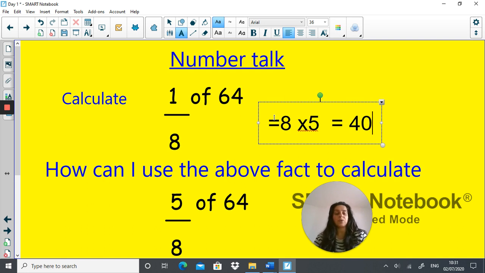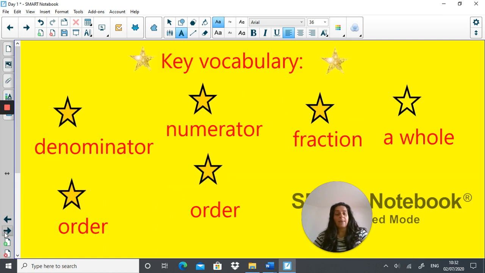If you found that quite tricky, don't worry, because we're doing some more work on this later on in the week. Let's get started. So key vocabulary is denominator, numerator, fraction, a whole, order, and order again, because we're ordering fractions today. Now, all of these words you would have come across before in our lessons, and if you cannot remember what certain things mean, don't worry, we'll be covering them as the week goes on.